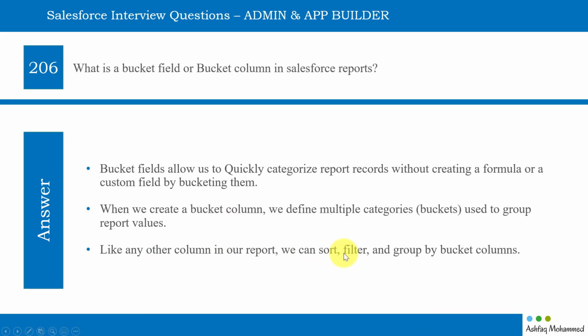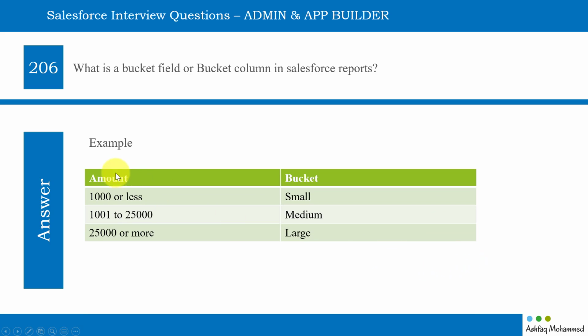Like any other column in our report, we can sort, filter, and group by the bucket column. Example, how it looks: I have an amount and I have a bucket field. What I can configure in the report is, if the amount is 1000 or less, I'll categorize it as small. If the amount is between 1001 and 25,000, I can say this is the medium type of accounts or opportunities. And if it is more than 25,000, I'll categorize it as large.